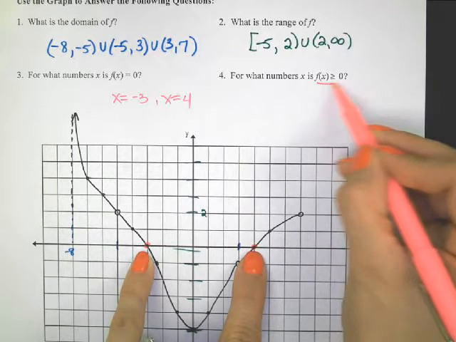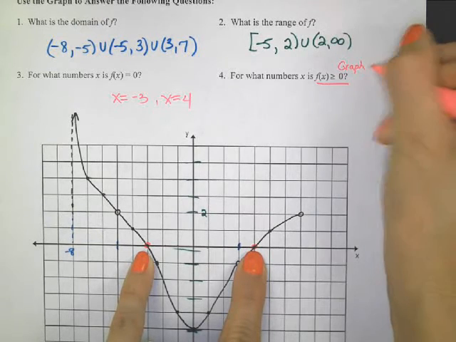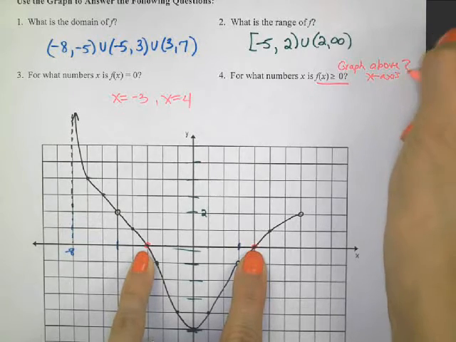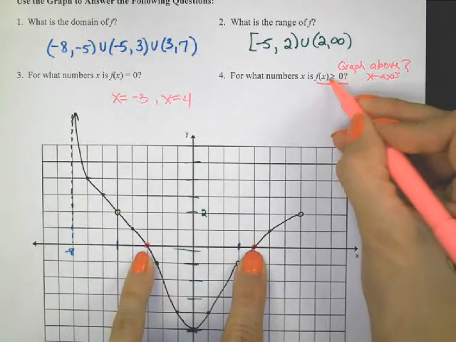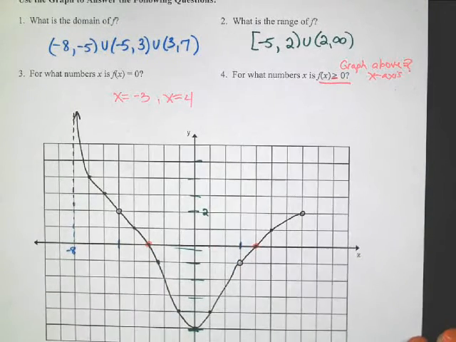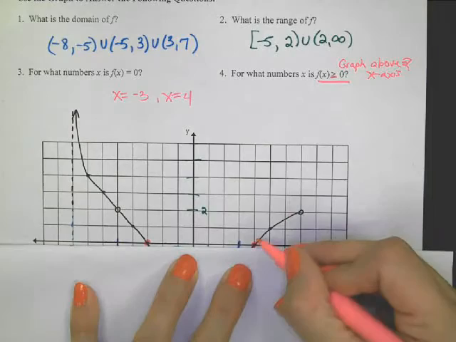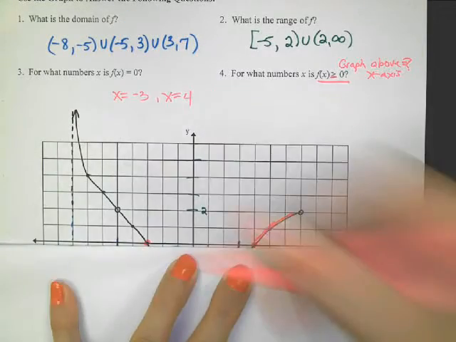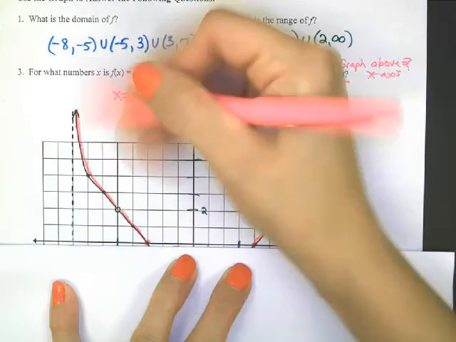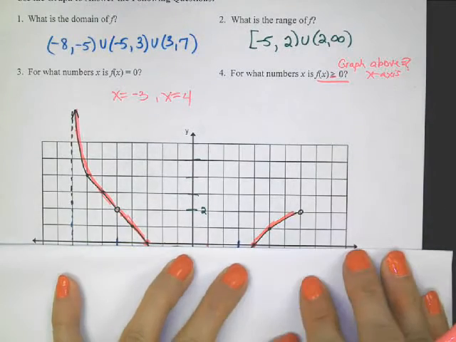Where is the graph greater than 0? Where is the graph above the x-axis? That's what this question is asking. Or equal to. Above or equal to the x-axis. So I'm going to cover up below the x-axis and not even let you see any of that. Here is graph above the x-axis. And here is some graph above the x-axis. Don't fill in that hole. Okay, so I've got a piece and a piece, and I've got a piece. I got 3 pieces where the graph is above.